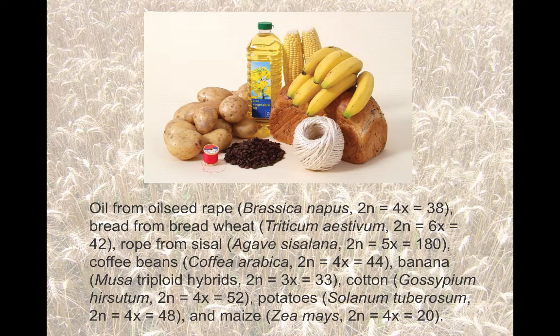And in many plants, we find we have this idea of polyploidy. So for example, rapeseed, we're going to talk about later, it's a tetraploid. It's got 4 sets of chromosomes instead of just 2. As we mentioned with some of the wheats, this wheat in particular, it's a hexaploid. It's got 6 sets of chromosomes. Sisal, the things we make string with. Coffee is a tetraploid. Banana is actually a triploid. Cotton is a tetraploid. Potatoes are tetraploid, and corn is a tetraploid. So they're all polyploids having more than 2 sets of chromosomes.